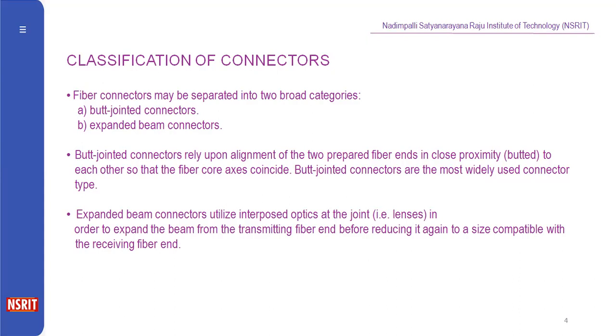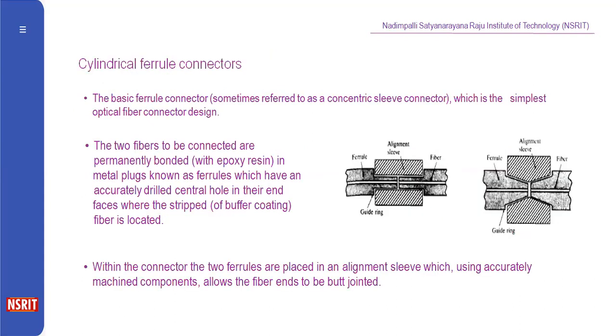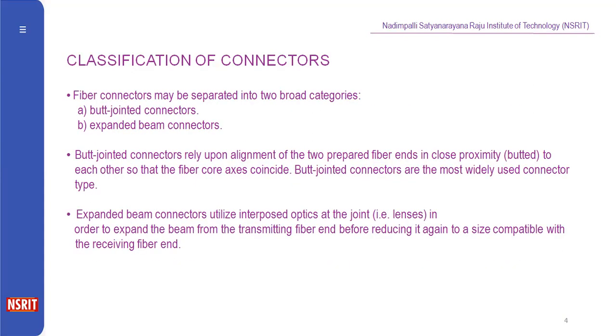The other one is expanded beam connectors. Expanded beam connectors utilize interposed optics at the joint in order to expand the beam from the transmitting fiber end before reducing it again to a size compatible with the receiving fiber end. That is, in expanded beam connectors, the light beam is expanded from the transmitter side and then compressed back to suit the receiving fiber. That is what we have said over here. We are going to show the diagram.